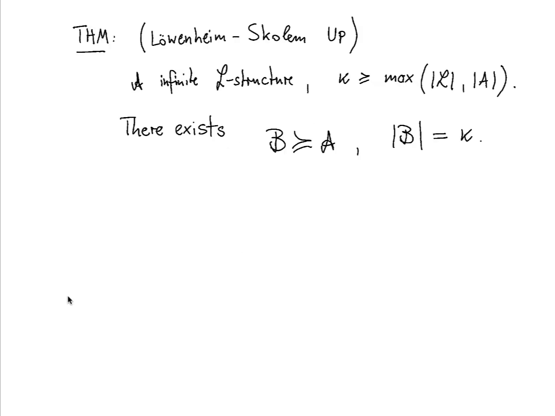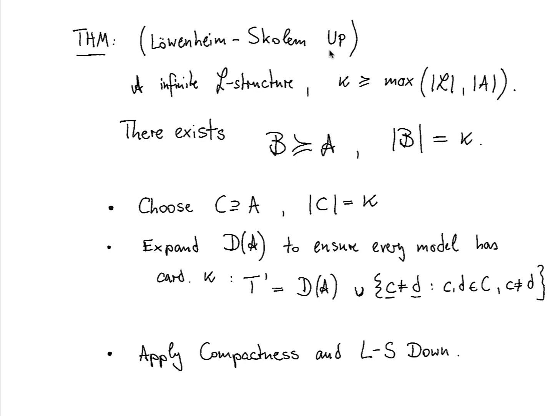Just as we can go downward in cardinality, there's a version of the Löwenheim-Skolem theorem, the upward version, that tells us we can find an elementary extension of arbitrary cardinality, given that that cardinality is greater than both the cardinality of the language and the cardinality of the structure. The proof of this upward version is a combination of the diagram method and the compactness theorem. So we start by picking an arbitrary set that extends the universe of A of the desired cardinality.